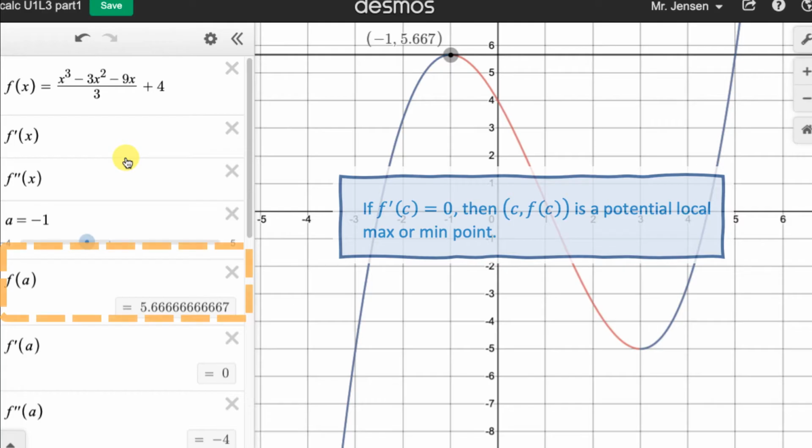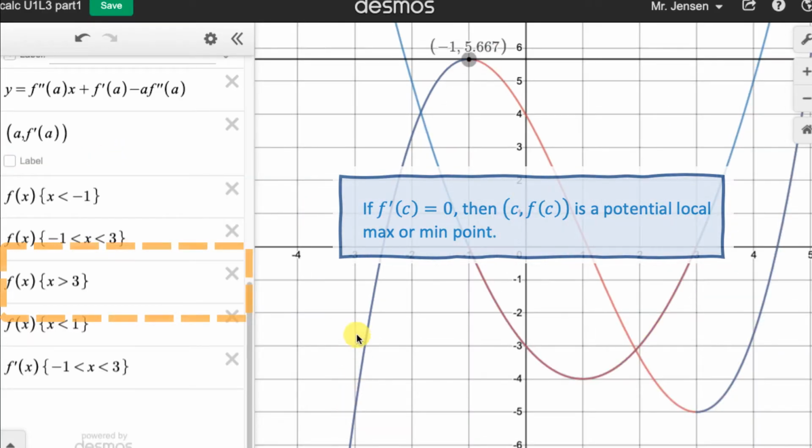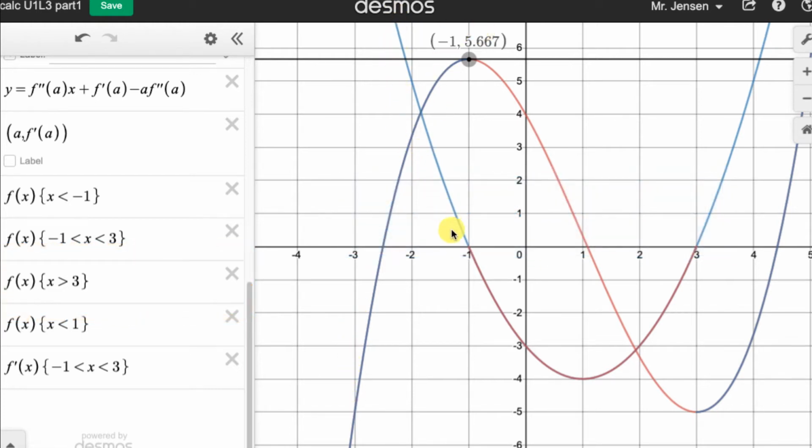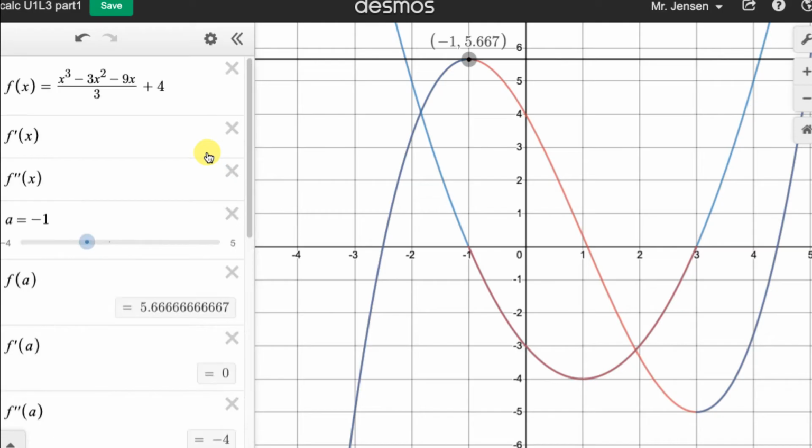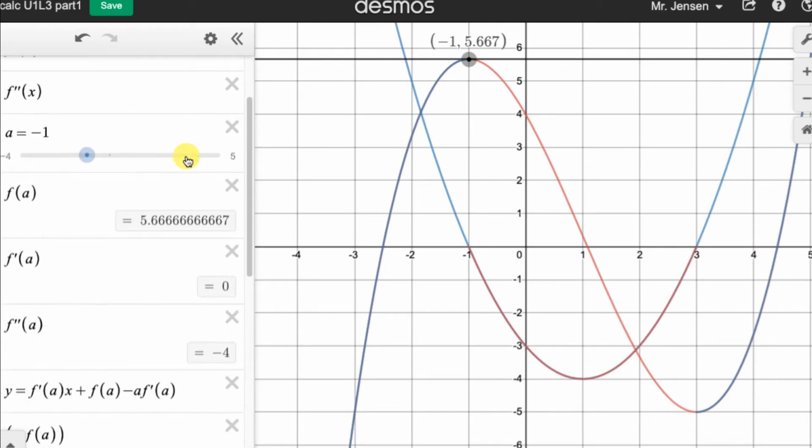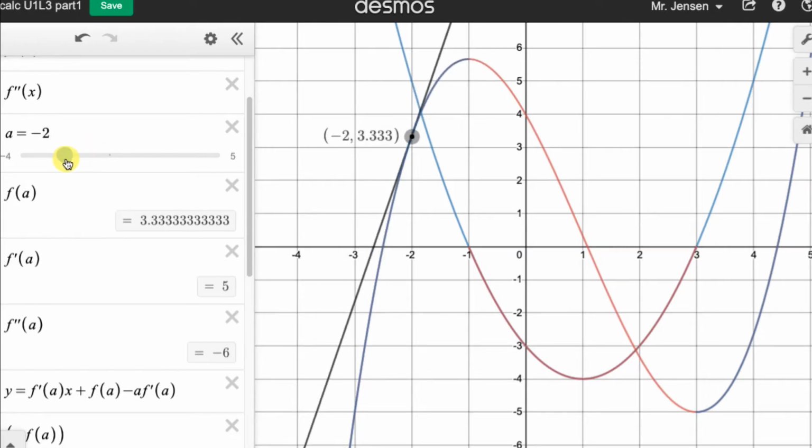All right, let me throw up the graph of the first derivative now. So notice whenever the original function is increasing, the first derivative has positive y values. And do you get that the y values of the first derivative tell us the tangent slopes of the original function? So for example, let's move x to -2. If x is -2, the original function's at 3.33. It doesn't really matter where the original function is. Where's the first derivative when x is -2?